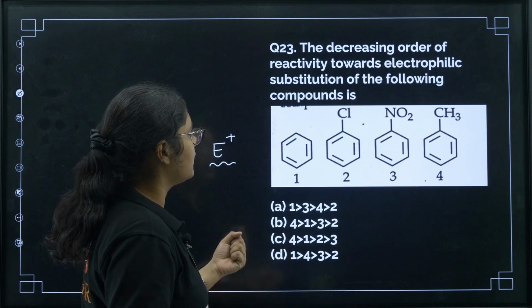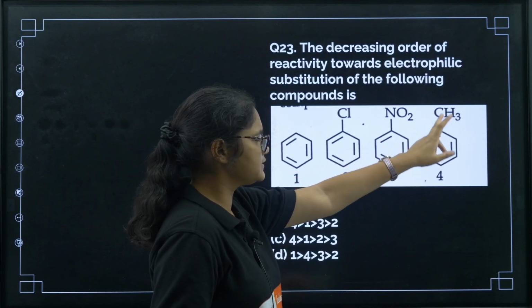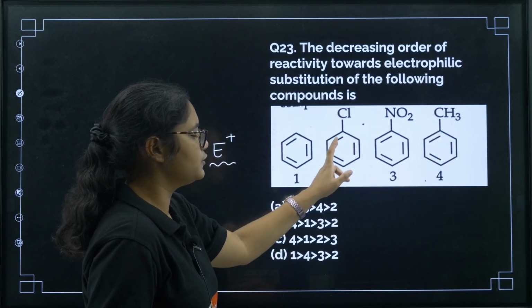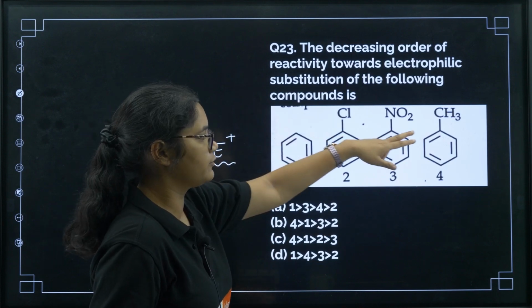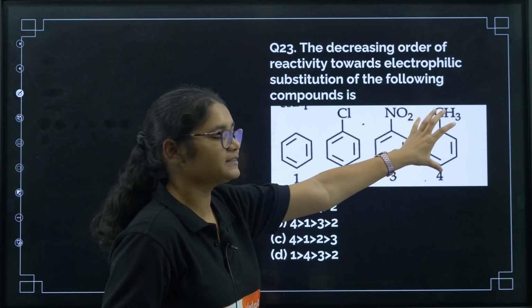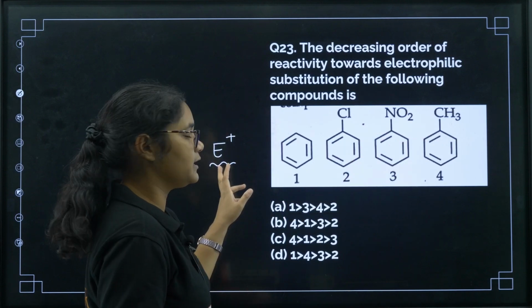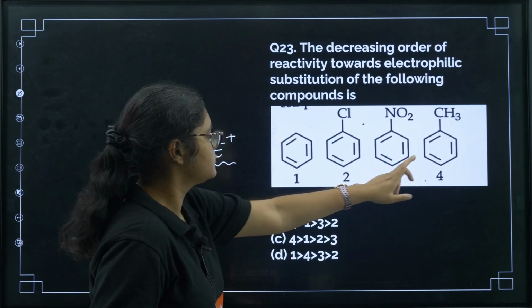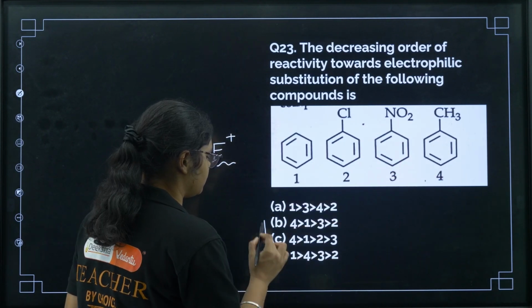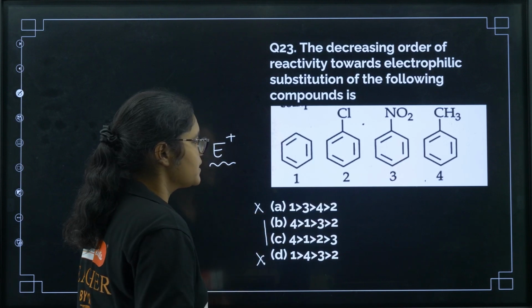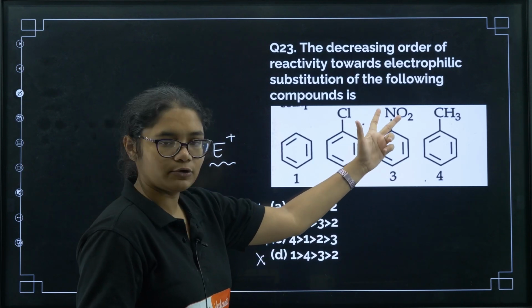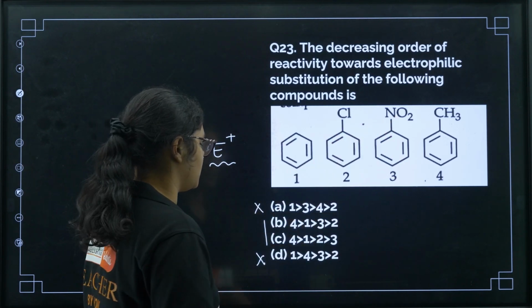Now if you see here, this one is donating electrons, this is withdrawing electrons, this is only donating electrons, plus I effect, right. So here the ring is more electron rich, so it can react better with E plus or electrophile. So the fourth one will have the maximum, so we have these two options, I can eliminate these two. Now these two are electron withdrawing groups, so this will be least, so after 4, 1 will come.